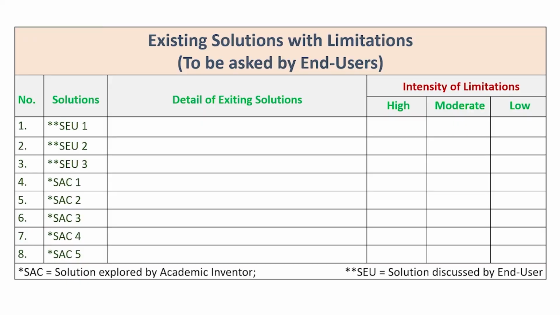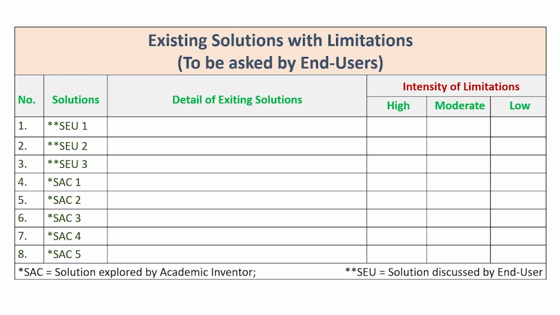So now you can see the next section shows a table with the heading of existing solutions with limitations to be asked by end user. Now you can see it is divided into two different codes. The first code is solution explored by end user. There are different solutions that you have already explored, but there are the same solutions that you are exploring now with the help of an academic inventor. So you could have a list of these 8 solutions available, and they can be coded as solution explored by academic inventor and solution discussed by end users.